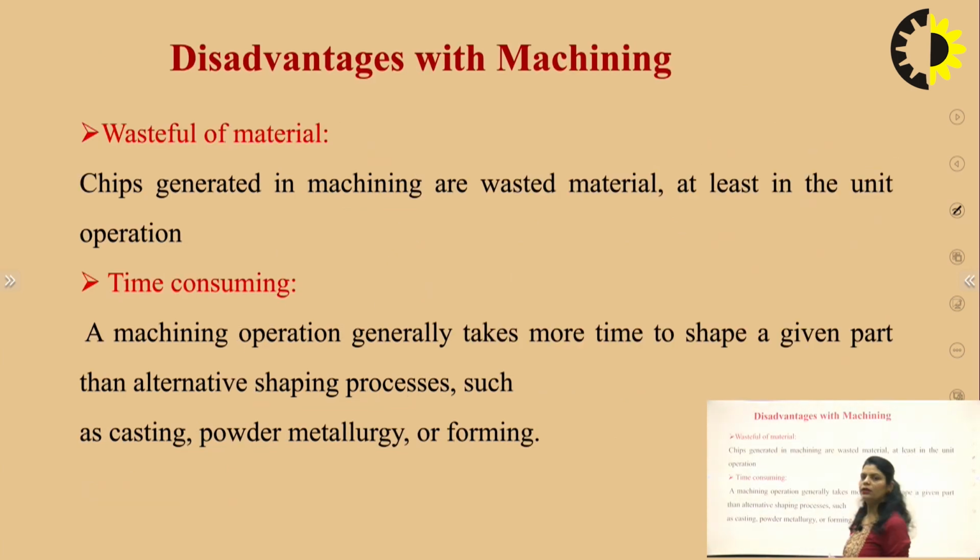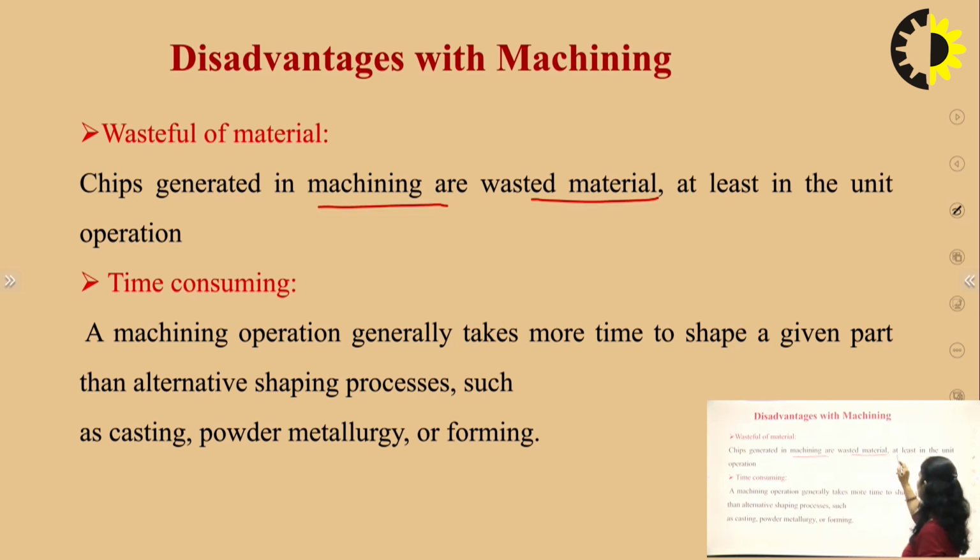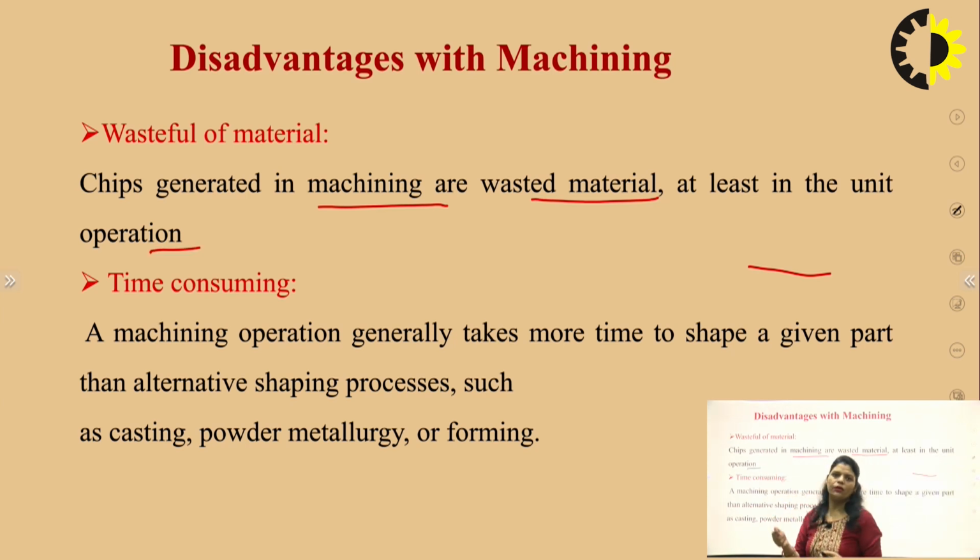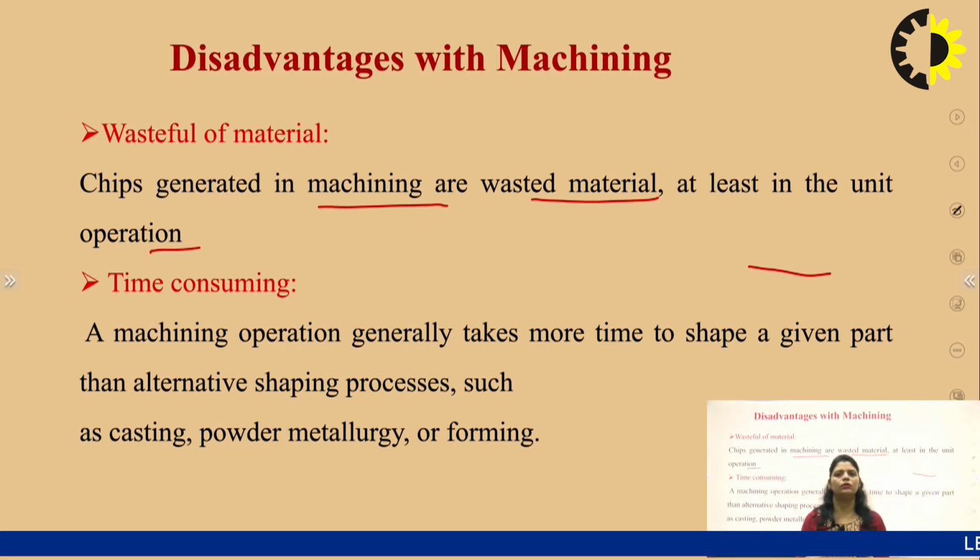Now we come to the disadvantages of the machining process. The first one is wastefulness of material. Chips generated in machining are wasted material, at least in unit production, because we cannot use the chips, so it is waste. A lot of material is wasted during the machining process.